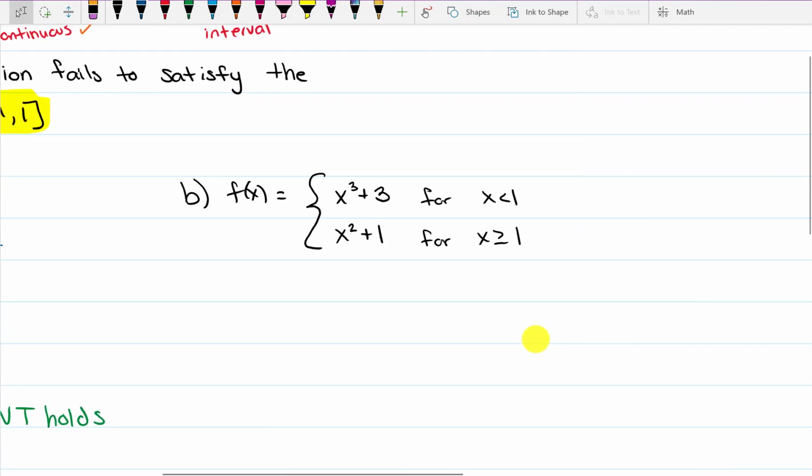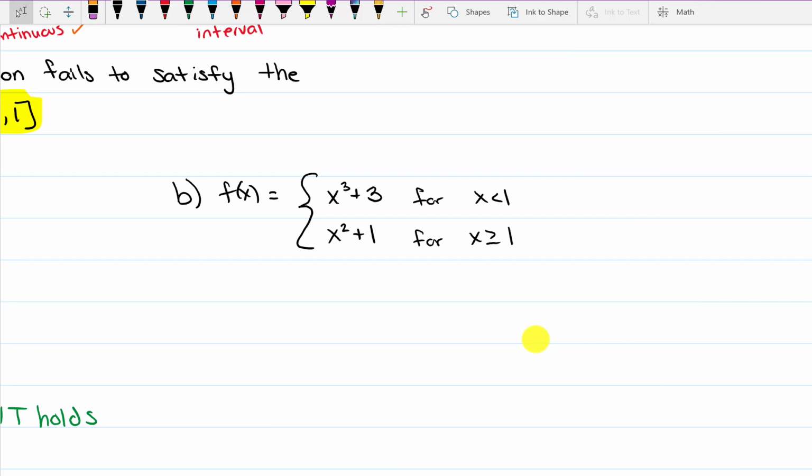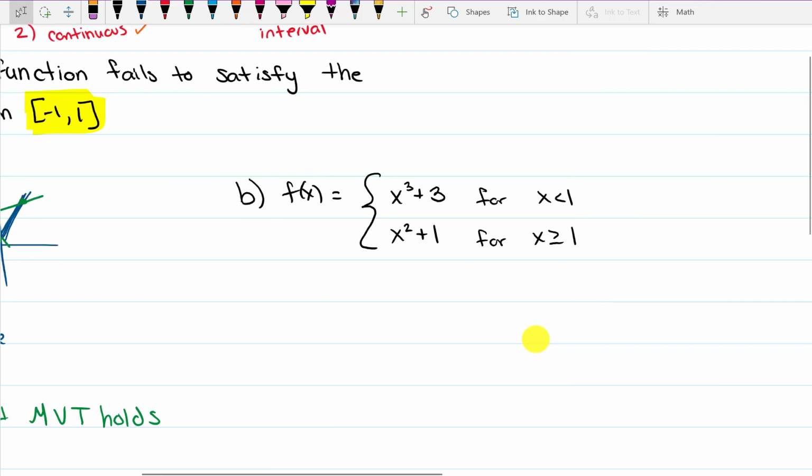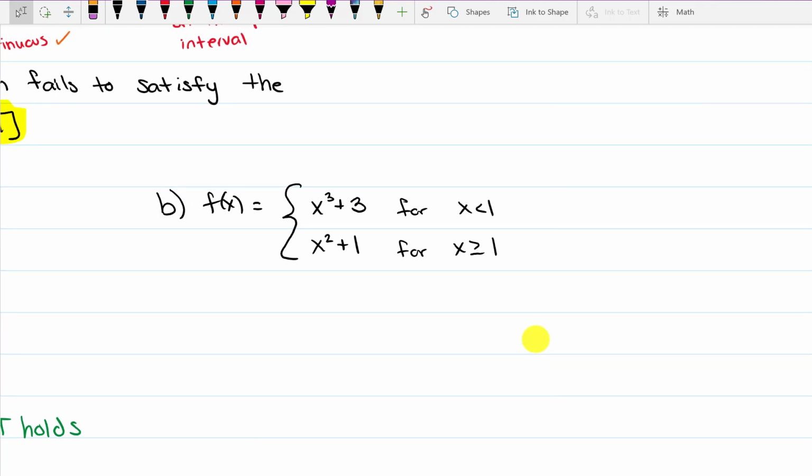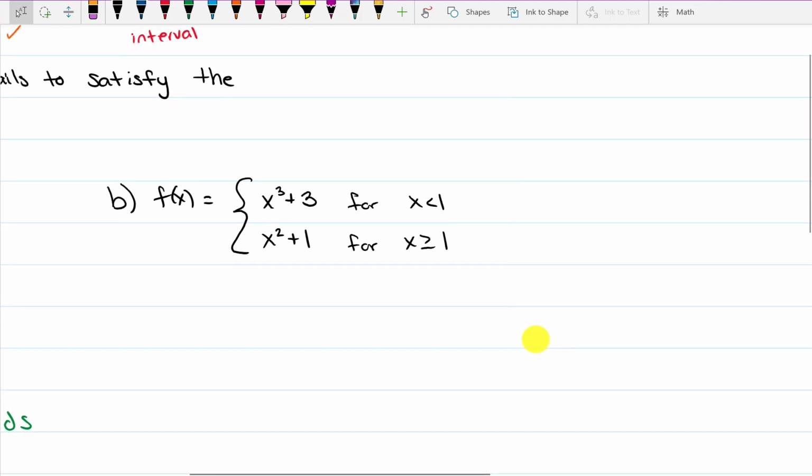Now let's move on to part B. This is a piecewise function, and piecewise functions seem to get the better of us, so let's see if we can work with this. Step 1, closed interval. We're from -1 to 1. Check. Is it continuous? We've got to check that out. And is it differentiable on the interval? Well, first of all, let's see if it's continuous.